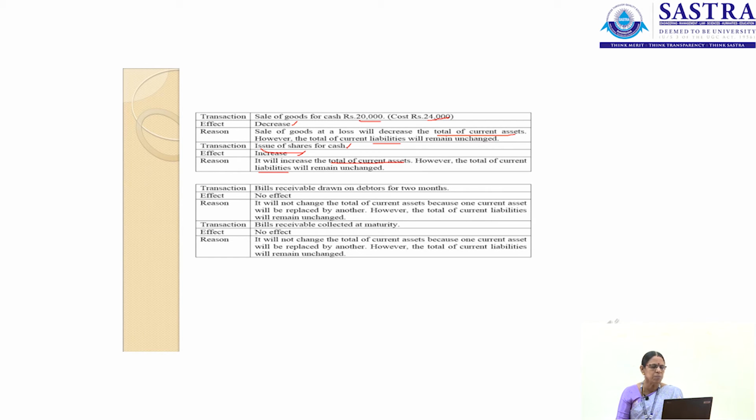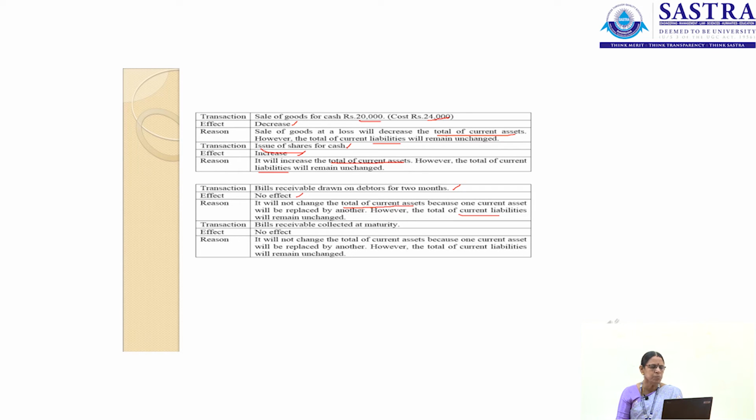Next is bills receivable drawn on debtors for 2 months. When bills receivable are drawn on debtors, the debtors will decrease and bills receivable will increase. So it will not change the total of your current assets, because the change in one current asset will have the same change in another current asset. So it will not affect the total of the current assets. Again, current liabilities will remain unchanged because the two aspects are within the current assets. It will not have any impact on the current liabilities. So we do not have any effect on the current ratio.